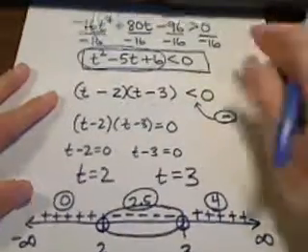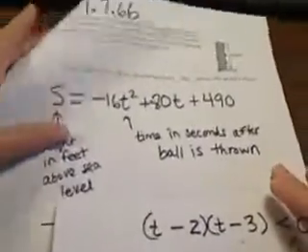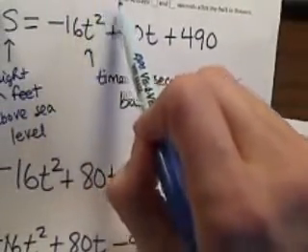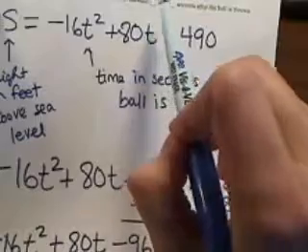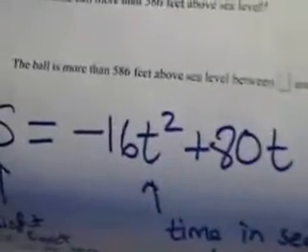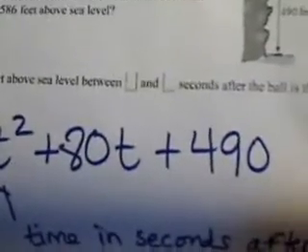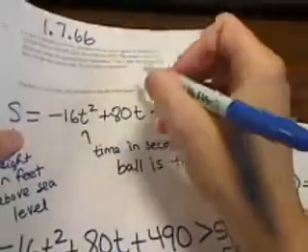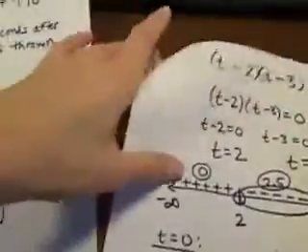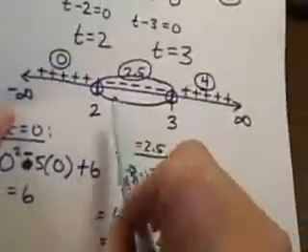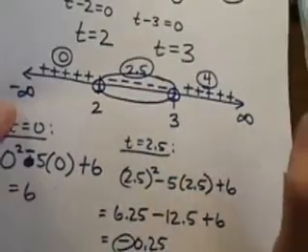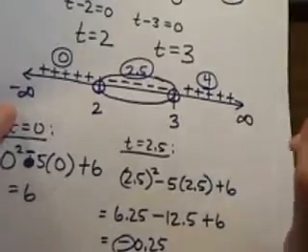Okay, so when they actually ask the question here, the ball is more than 586 feet above sea level between blank and blank seconds after the ball is thrown. The ball is more than 586 between how many seconds? It'd actually be between 2 and 3 seconds, because that's what we found here. Remember, these are t values, right? So between 2 and 3 seconds, you're going to be above 586 feet above sea level.